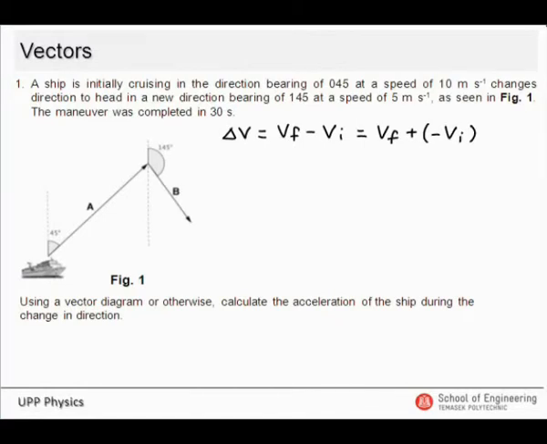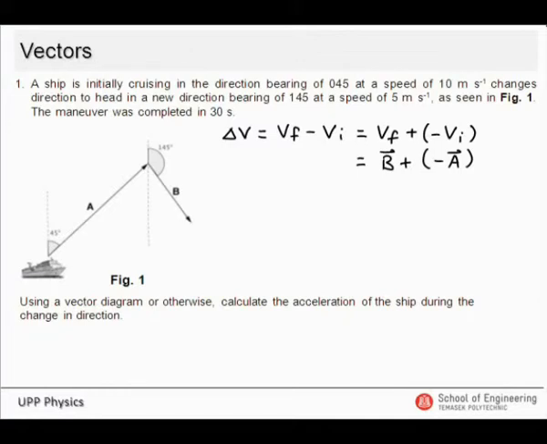So let's place the final velocity and the initial velocity as stated in the question. So the final velocity is vector B, plus the negative of vector A. Now how do we write vectors? We write vectors with an arrowhead on top of the symbol. Okay, so now we have settled the notations for subtraction of vectors. We need to proceed further to do the resolution of the vectors.